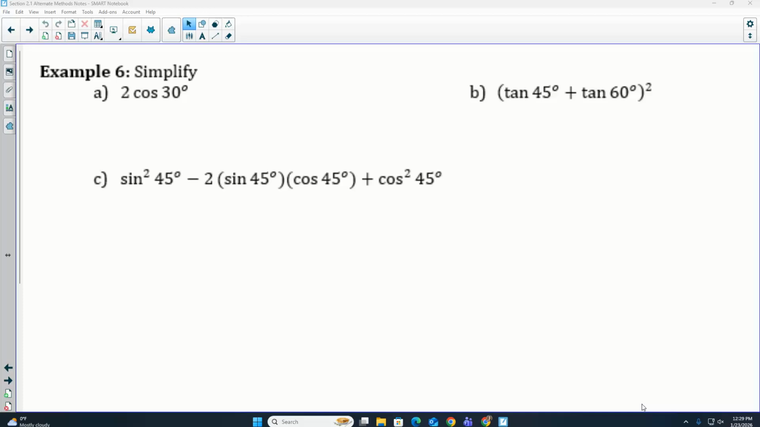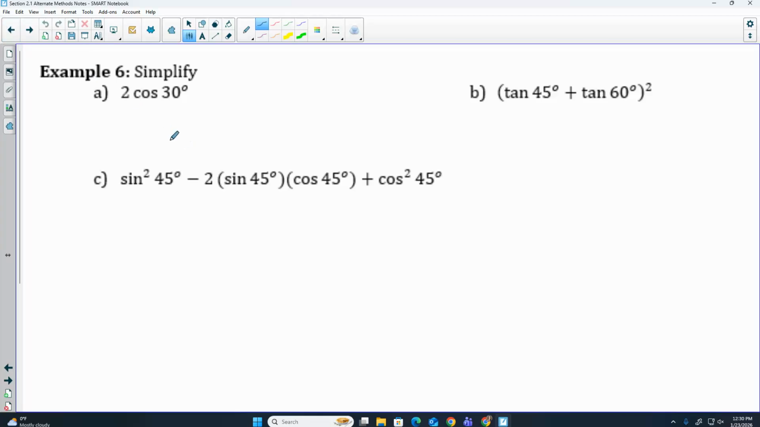Today, if I ask you to simplify 2 times the cosine of 30 degrees, one thing I want to warn you: do not just plug these into your calculators. Remember from yesterday, a lot of them have radicals in them. Your calculator will give you a decimal. I am always going to say you have to give me the exact value, which is with radicals, not the decimal from a calculator. So we have to know how to do this.